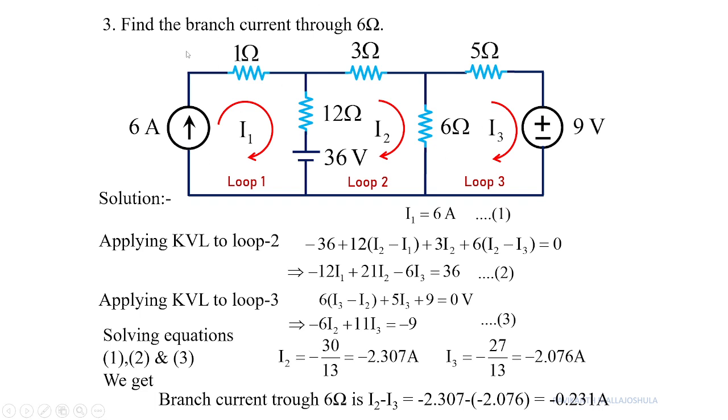Third is another current. We need to find out the value of branch current through 6 ohms. So the branch current of 6 ohms is obtained to be minus 0.231 amperes. So you can go through this particular PPT and you can comment in the chat box whether any mistakes are there or not, or whether you were able to calculate the values of voltages or current or not.